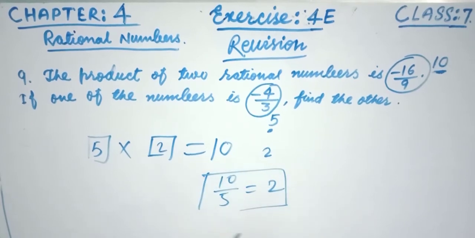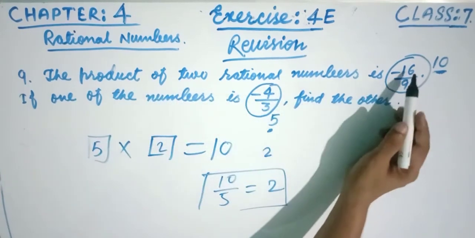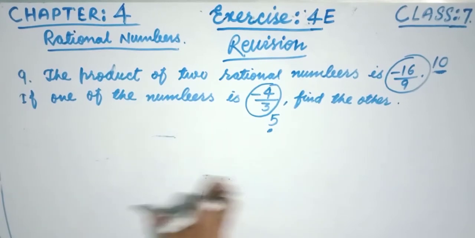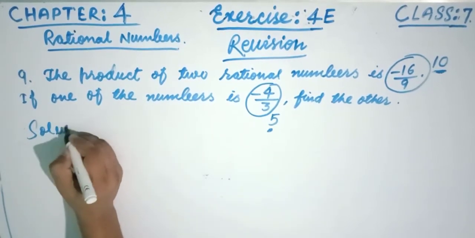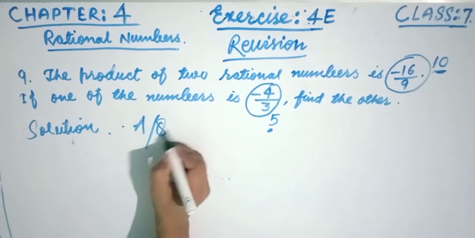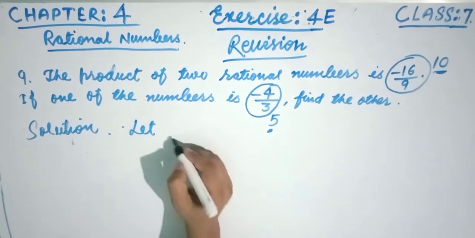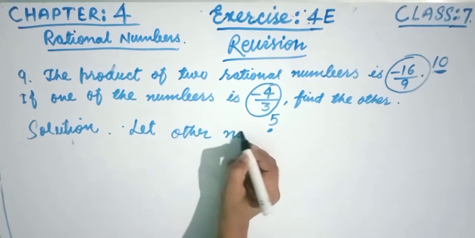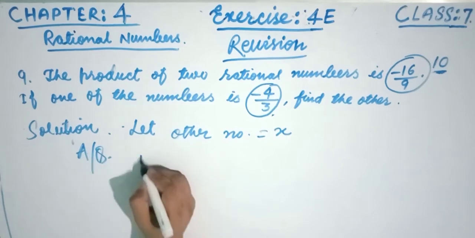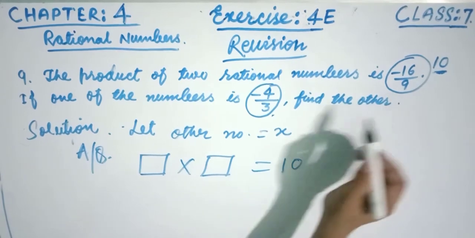Okay, so the same question is here. If the product of two rational numbers is minus 16 by 9, and if one of the numbers is minus 4 by 3, find the other. Very simple question. Write the solution. I hope you will understand. According to the question, friends, first let us consider the other number to be x. Now according to the question, friends, the product of one number and the other number is given.